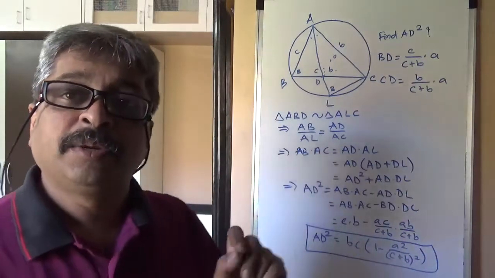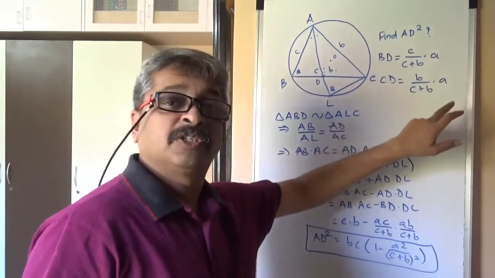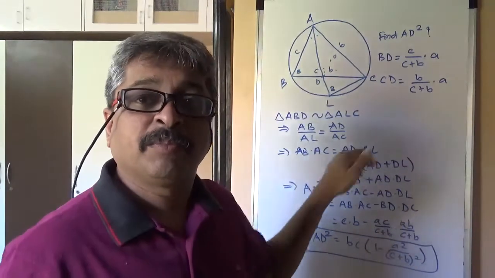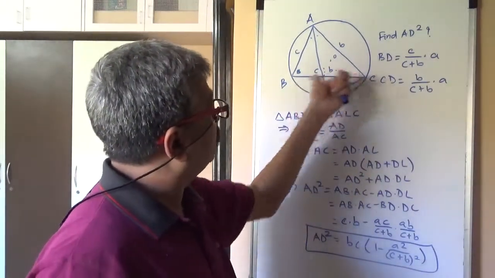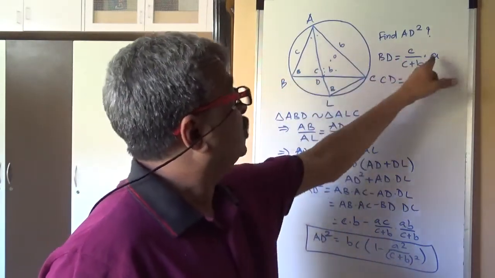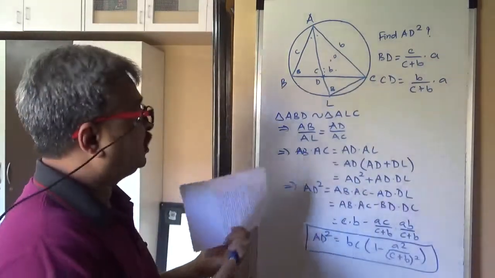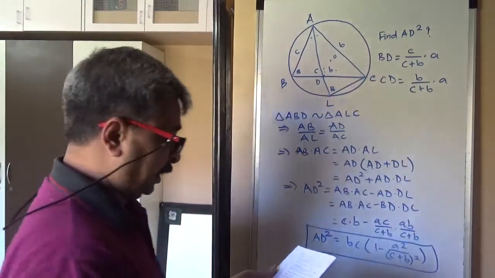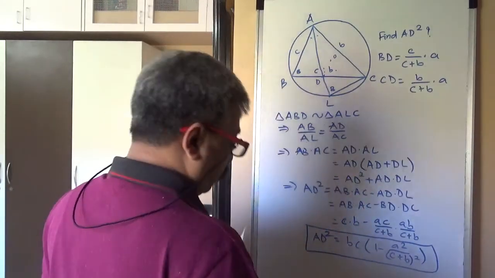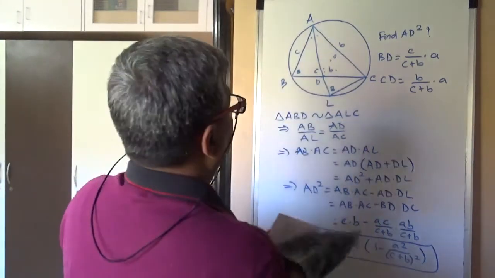The only difficulty in this proof is to find out why BD is equal to ac upon c plus b and why CD is equal to ab upon c plus b. You just spend some time on this. It is the section formula. D divides BC in the ratio c to b. You will get the answer. Total BC is a. And then using similarity, this proof is very simple. This is how we find out the angle bisector length. So that was the thing which was pending from lecture number 48. Now we move on to the content of lecture number 49.